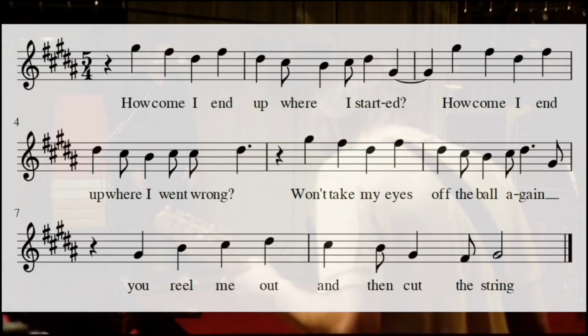Another example of Dorian from Radiohead is 15 Step from In Rainbows, but this time it's a little bit more subtle because the Dorian feel is only in the chords and not in the vocal melody.